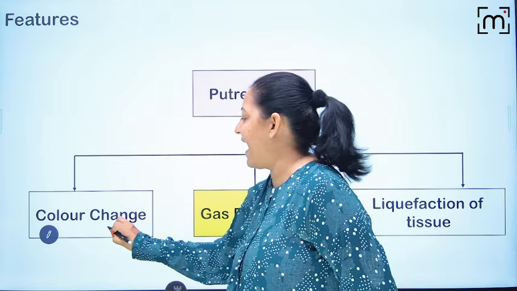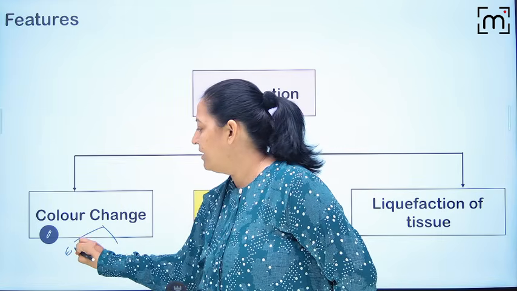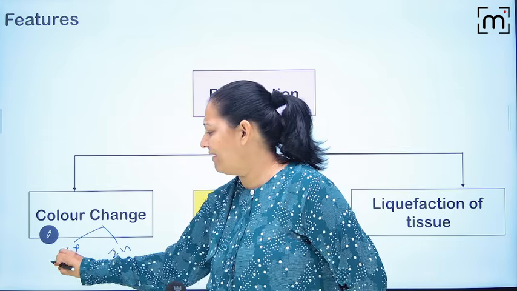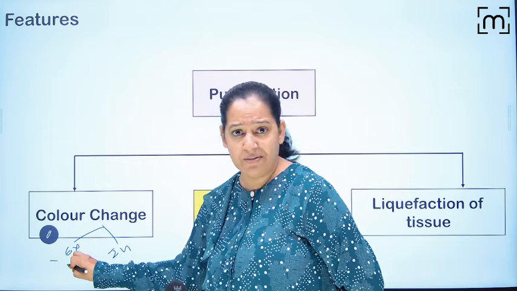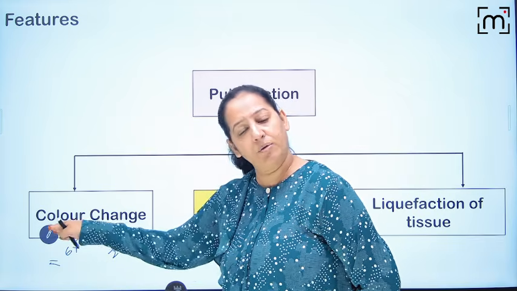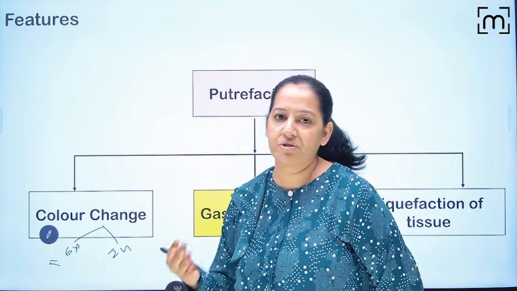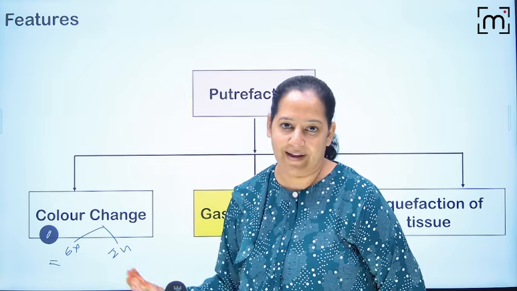We have seen external color change and internal color change, yes or no? External color change: we have seen in the right iliac fossa, and the color is green. Later on, from the right iliac fossa it shifts to the entire body, and the color also changes from green to purple to red to black, like that.